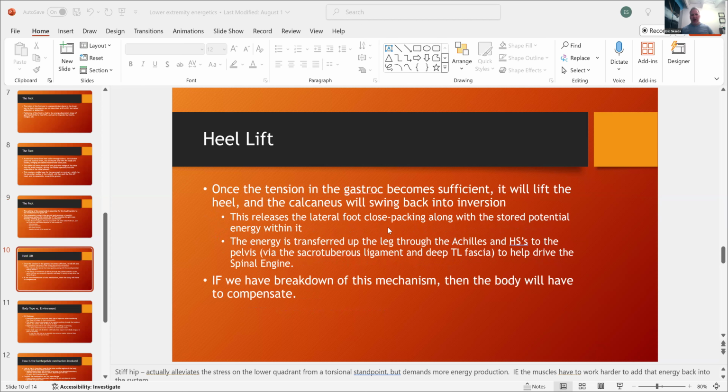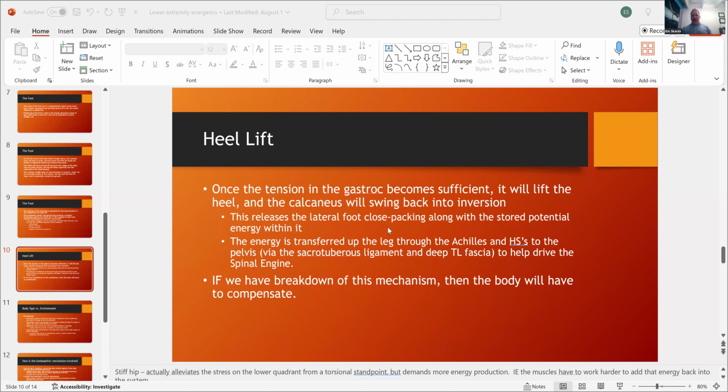Heel lift. So this is basically where we left off, I think, as we were talking about this last time. But essentially, once we've close-packed the ankle joint and the gastroc tension has become sufficient, the heel is going to start to lift, right? And the calcaneus is going to swing back into inversion. The lateral foot, all that close packing is going to release. All that energy is transferred up the leg through the Achilles, through the hamstrings, through the peroneals, all these different tissues. And then into the pelvis via things like the sacrotuberous ligament and the thoracolumbar fascia.